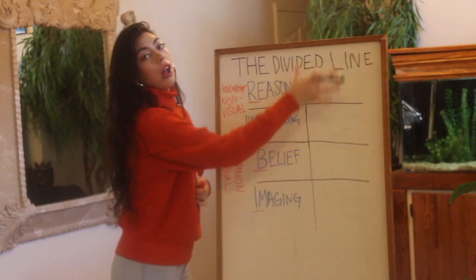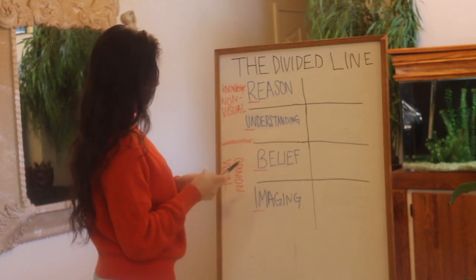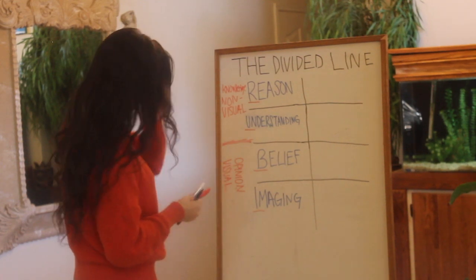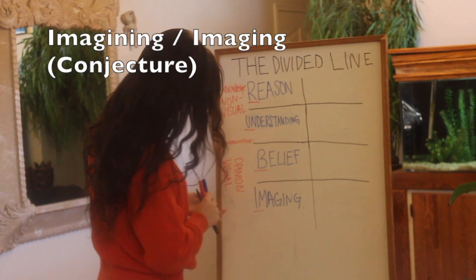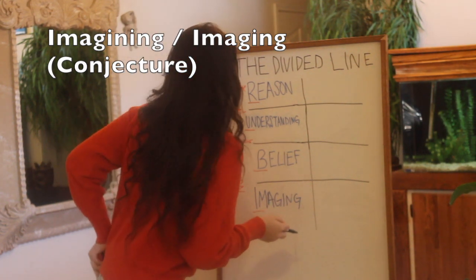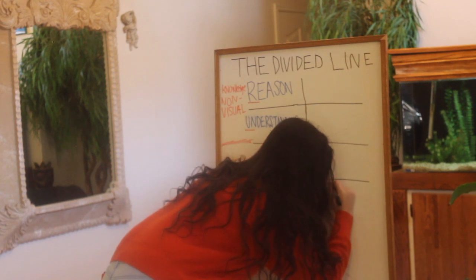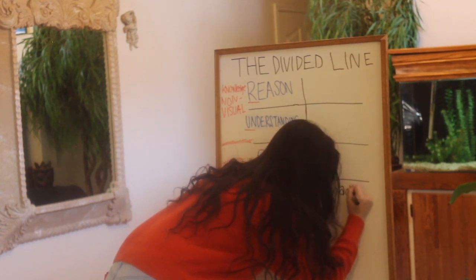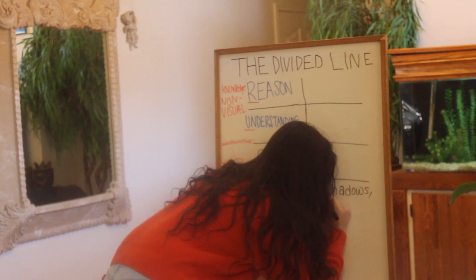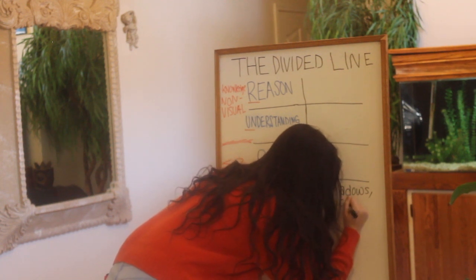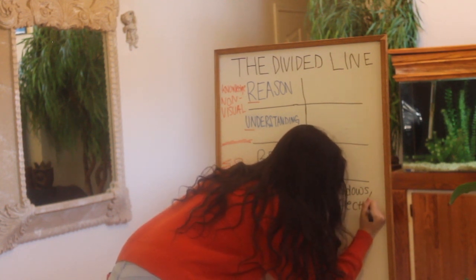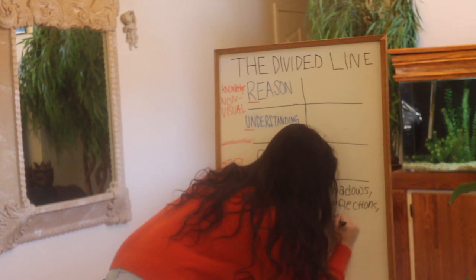This area is going to be all examples. So we're going to start from bottom to top. First one being imagining. What are some examples of imagining? We can think of shadows, reflections, and images.